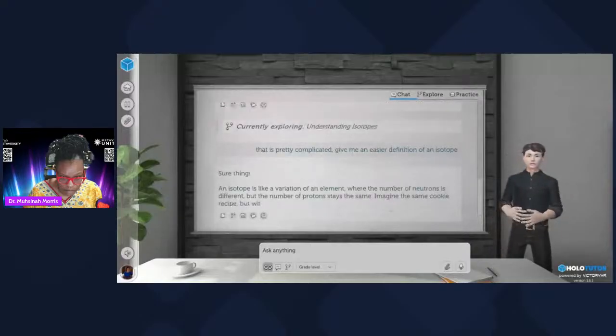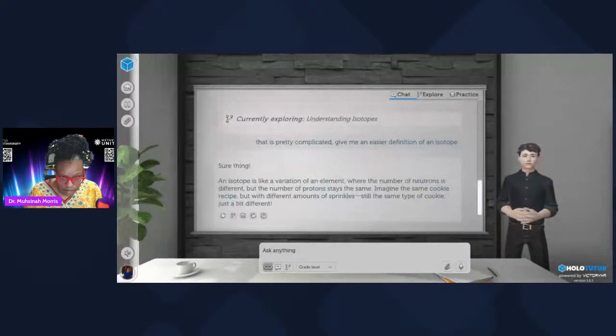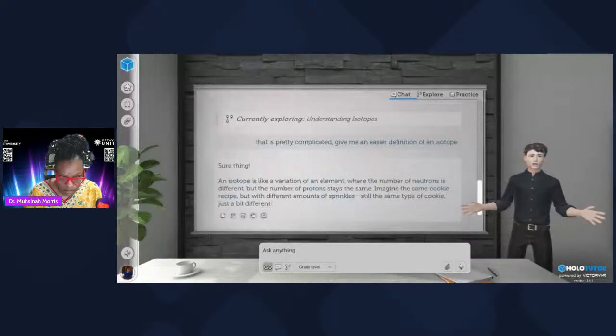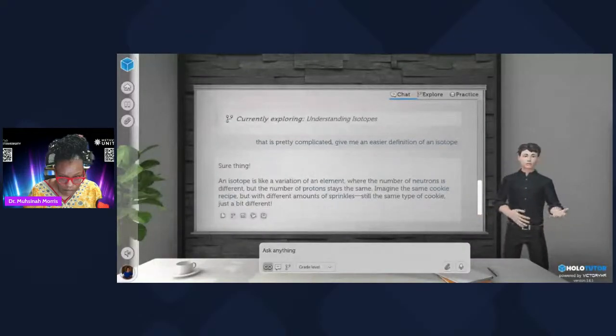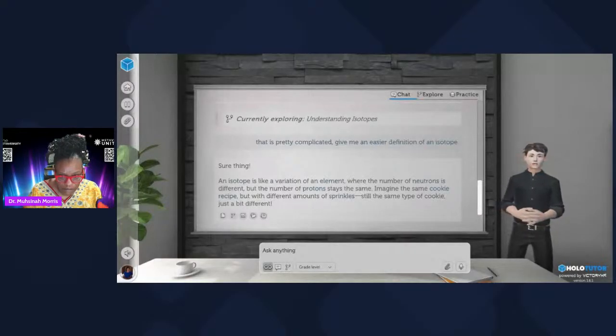Sure thing, an isotope is like a variation of an element, where the number of neutrons is different, but the number of protons stays the same. Imagine the same cookie recipe, but with different amounts of sprinkles. Still the same type of cookie, just a bit different.